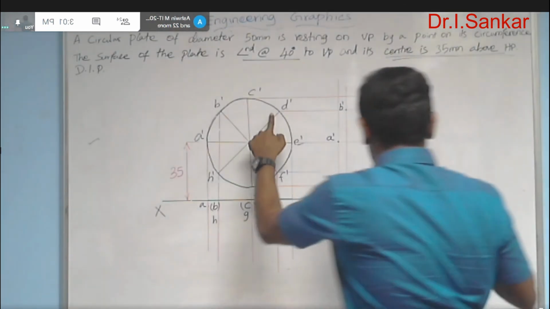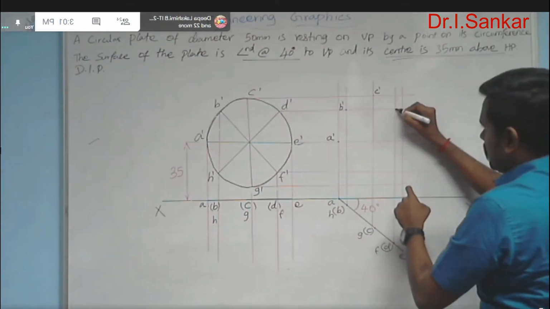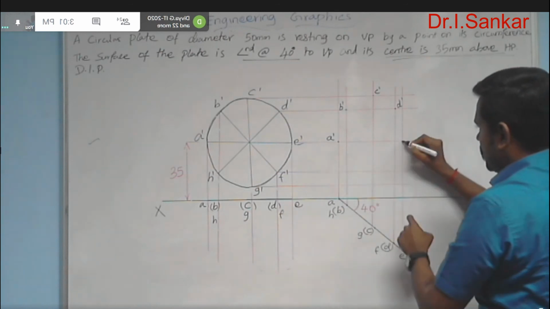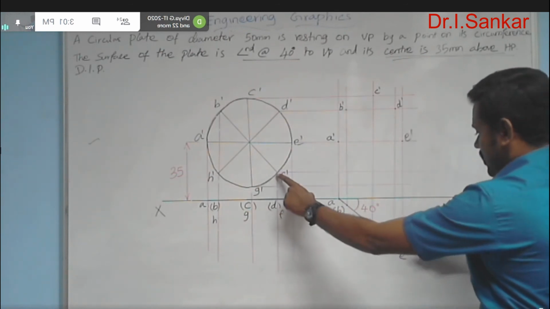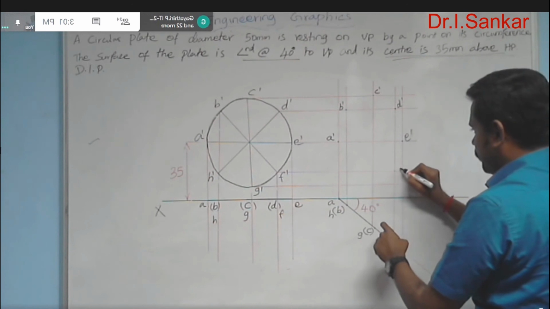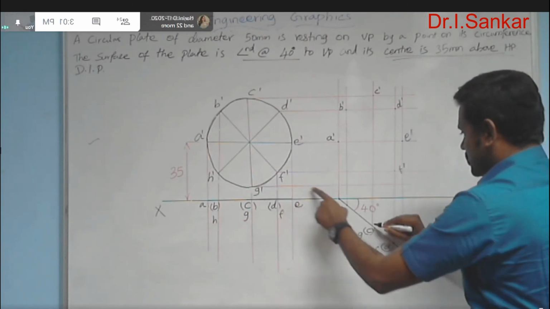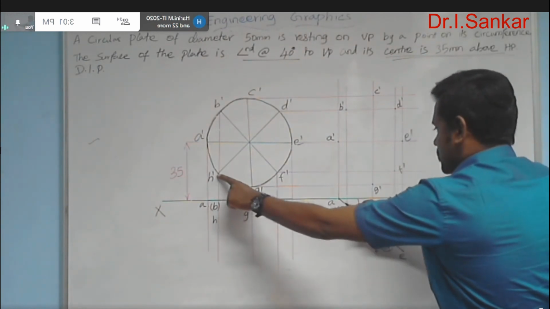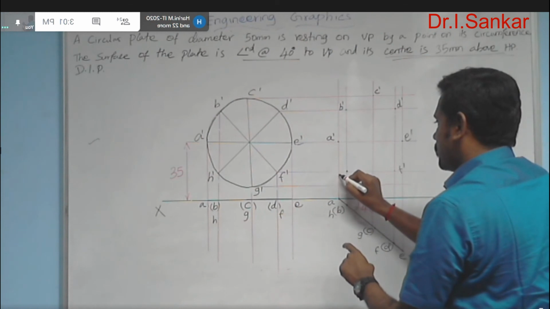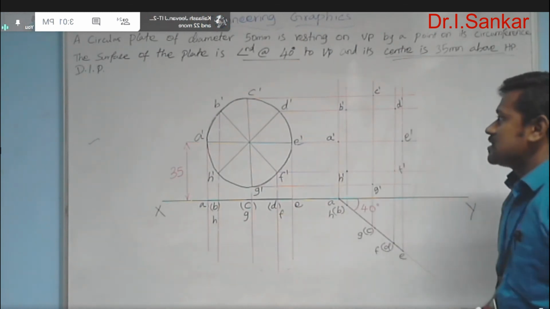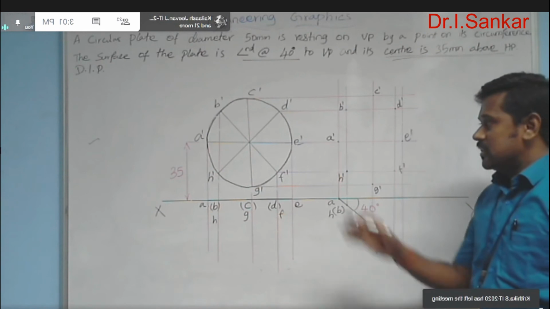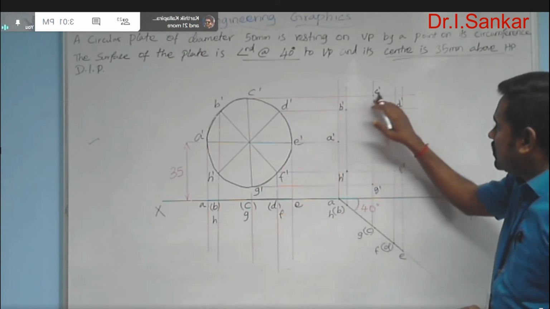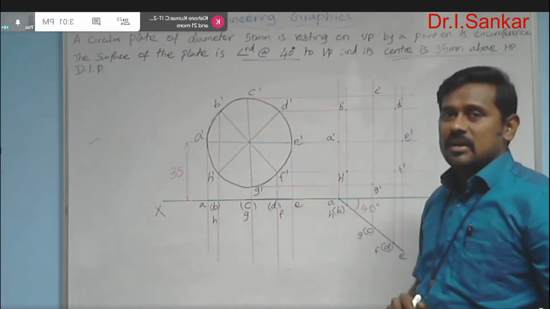D, D dash, E, E dash, F, F dash, G, G dash, H, H dash. So I have identified all the 8 points from the previous front view and the current top view. Now our duty is to join all these points to obtain the final front view of the circular plate.